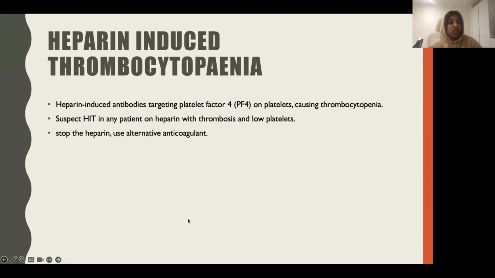And then you've got heparin-induced thrombocytopenia. This one is relatively easy. That is just heparin-induced antibodies targeting platelet factor 4 on platelets, which causes thrombocytopenia. You can suspect HIT in any patient on heparin with thrombosis or low platelets. And to solve it, just stop using the heparin and use a different anticoagulant. So that's pretty self-explanatory.